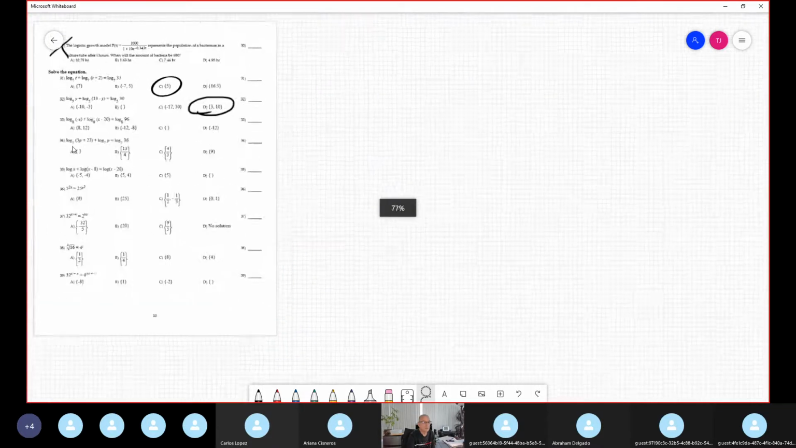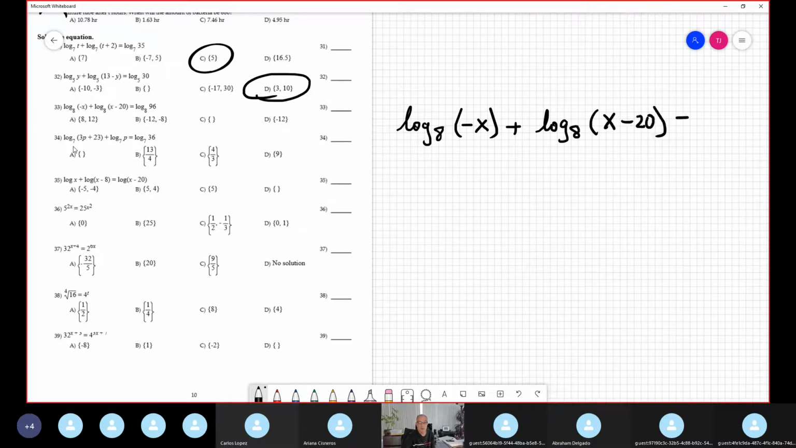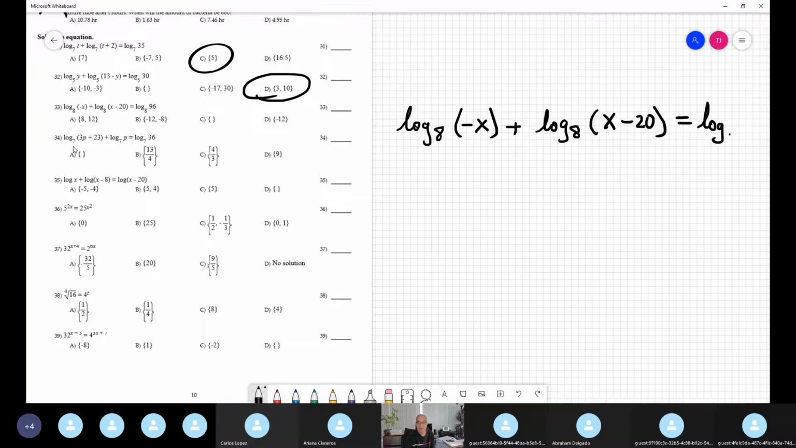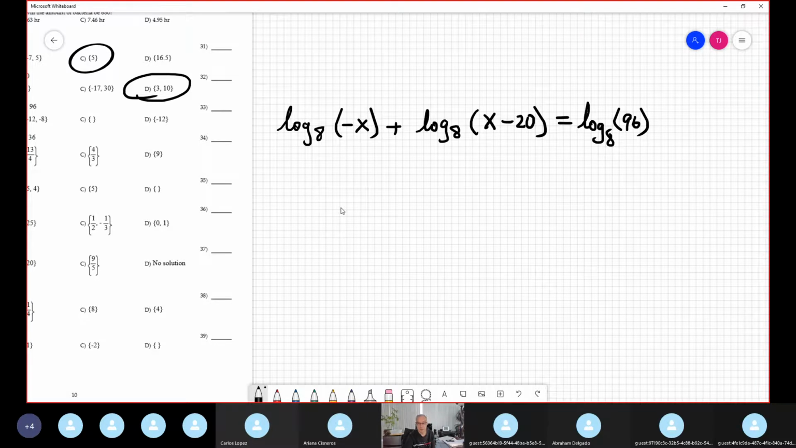Number 33 is logarithm base A of negative x. Don't worry about the negative, the only thing is to change the sign. Plus logarithm base 8 of x minus 20 equals logarithm base 8 of 96. One more time, we condense it. Remember, logarithm is not even, not odd, in which you can eliminate this sign. No, in this case, neither.